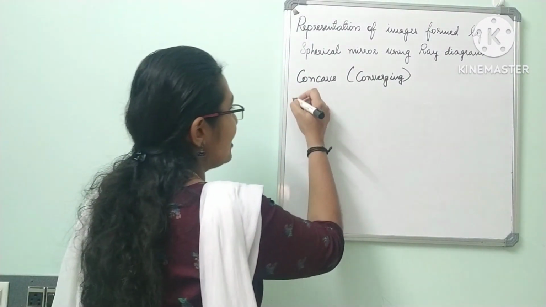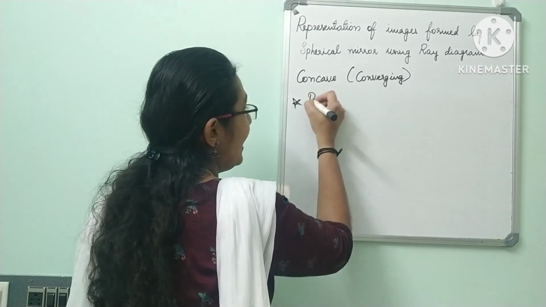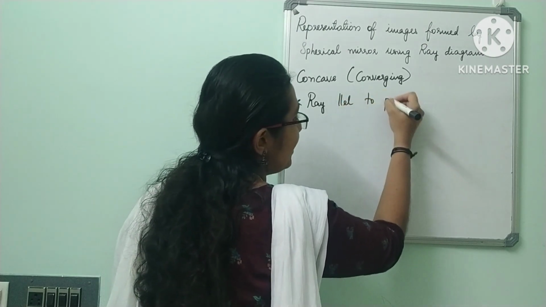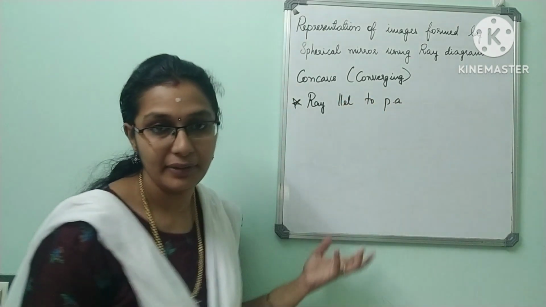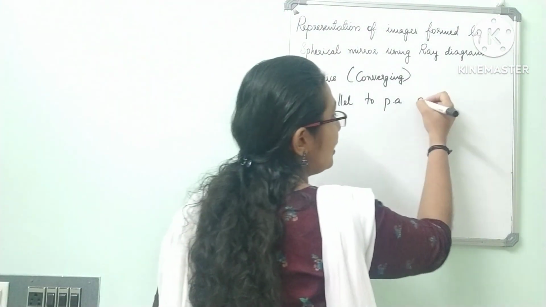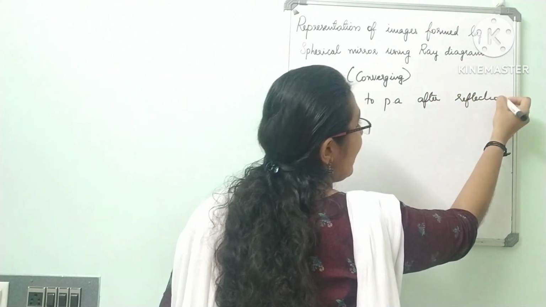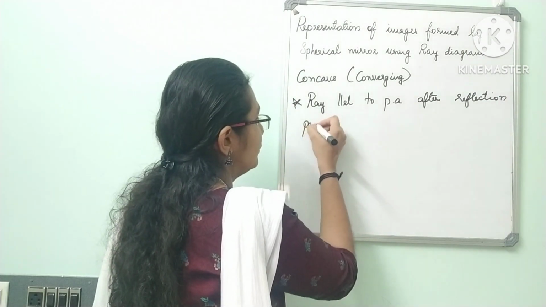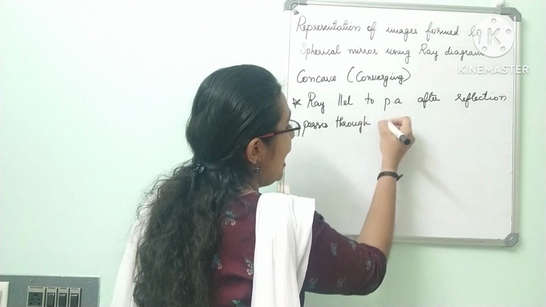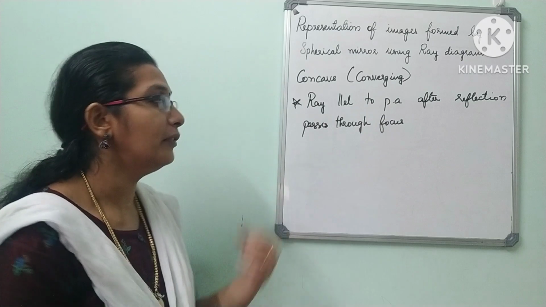So let us start with the first rule. The first rule is like this. A ray parallel to principal axis after reflection passes through focus. I'll write everything in short. A ray parallel to principal axis after reflection passes through focus. So this is what we are going to draw.